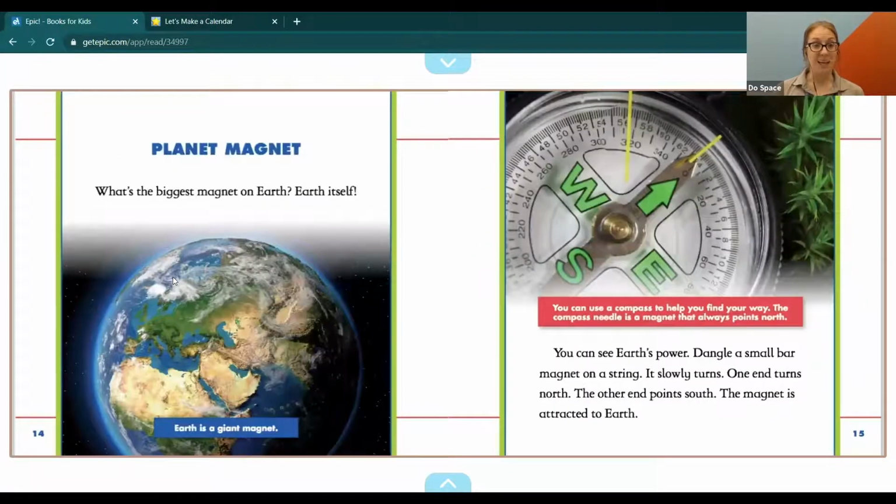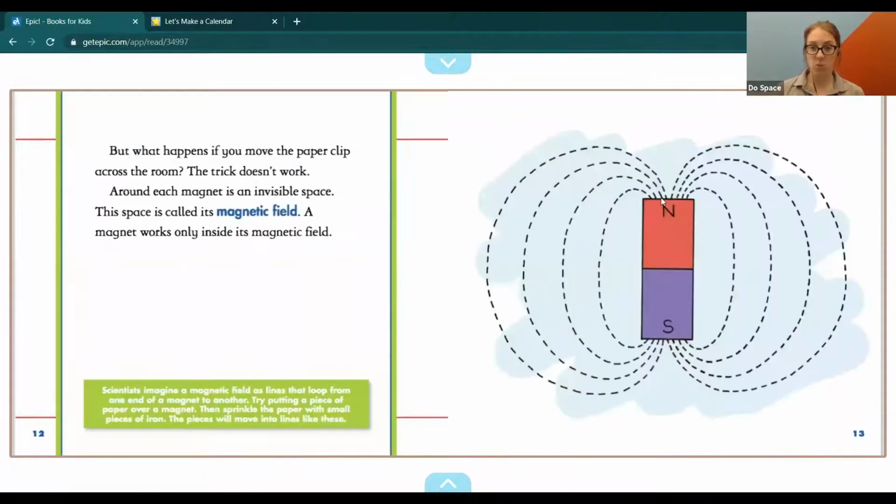So, planet magnet. Did you know that the biggest magnet on Earth is Earth itself? Earth has a magnetic field. If you think of it like this, we have an N for north and an S for south. This magnet has a north pole and a south pole. What else has a north pole and a south pole? The planet Earth, right? Santa Claus lives on the North Pole, and penguins live on the South Pole. So our Earth is kind of like a big magnet.